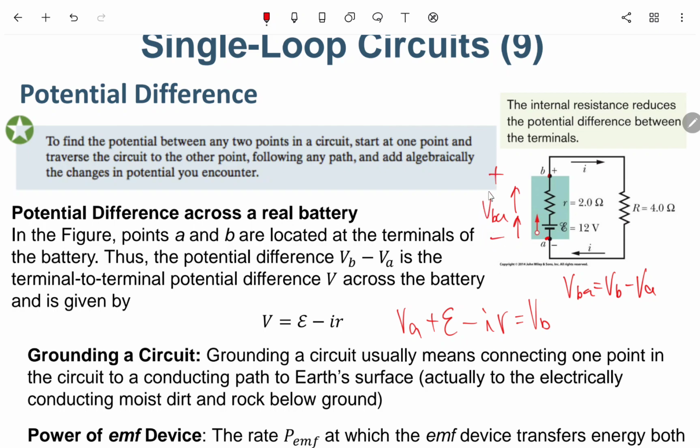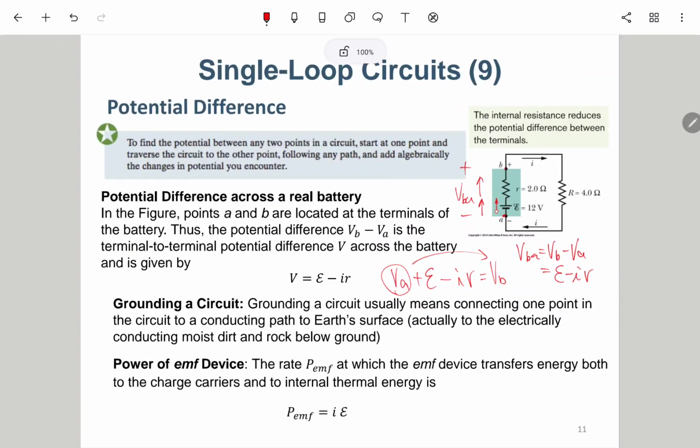Usually I just denote it like this. I write VBA, and then a negative sign means this point, and the plus sign means this point, which means the potential at this point subtracted by the potential at this point. So VBA equals VB minus VA, which means if we move these to the right side, it is actually E minus Ir. It's nothing but this.